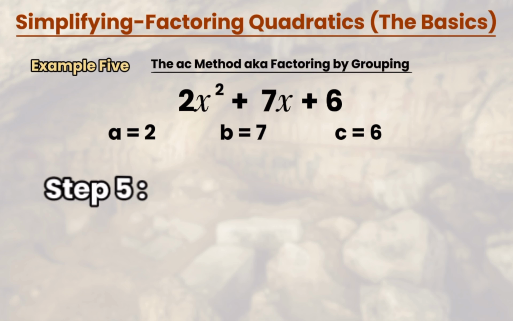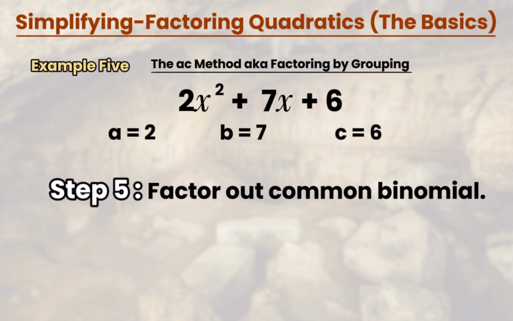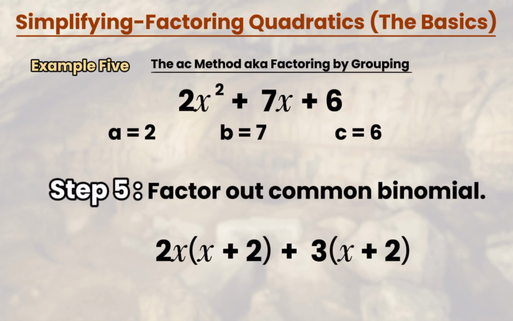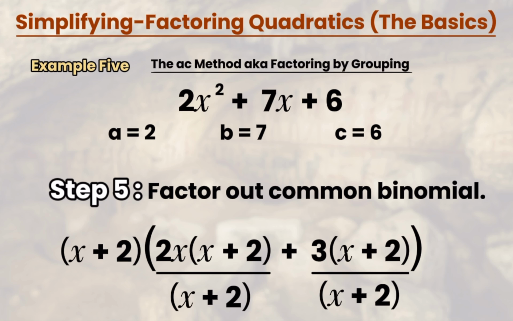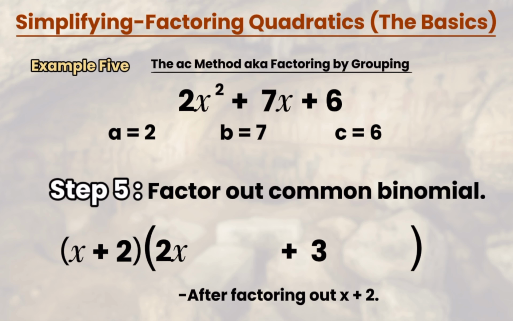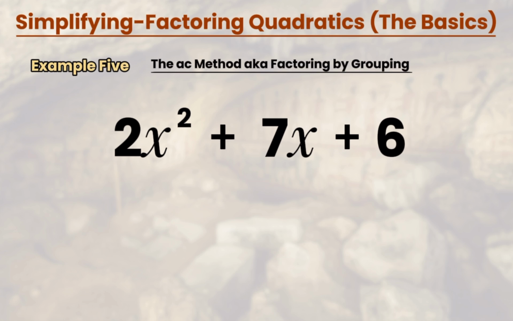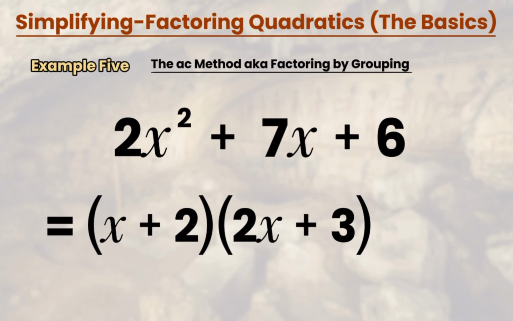Step 5. Factor out the common binomial. Now this step might look a bit tricky, but it's pretty much the same thing as factoring out what's in common. X plus 2 is the common binomial that we factor out by dividing both expressions by it. Once you divide out the x plus 2, that leaves us with 2x plus 3. And there you have it. When the common binomial is factored out, what remains is 2x plus 3. Therefore, the original expression factored is x plus 2 times 2x plus 3.